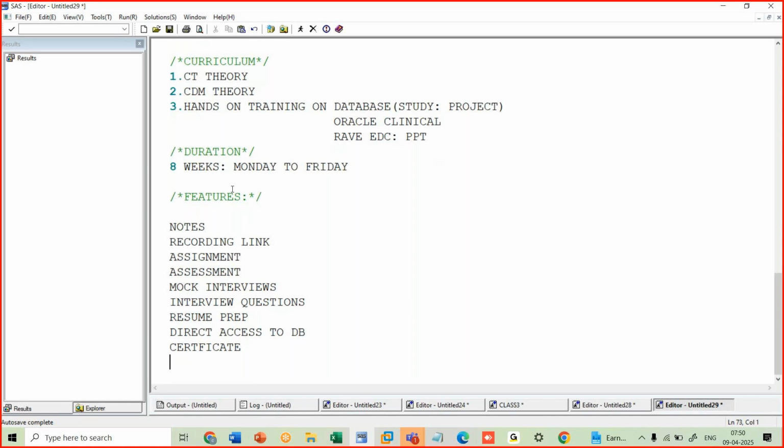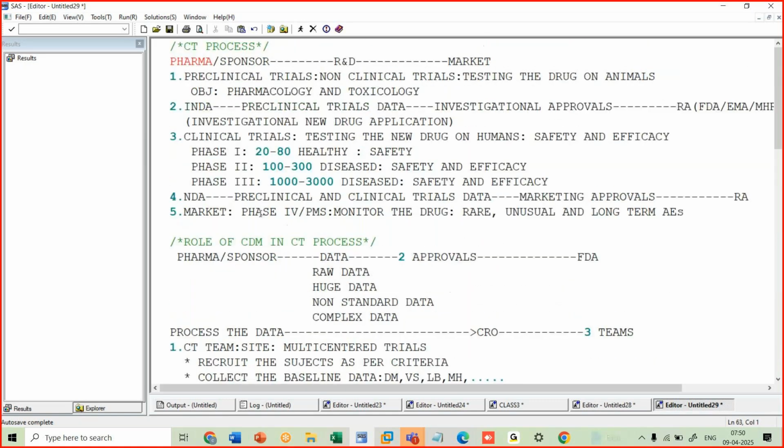In the CDM theory, all the guidelines and all the documentation required, the complete process from startup till closeout, the entire process will be covered. Reconciliations, validations, everything will be covered. Lock and freeze. Documentation like DMP, CCG, all the documents will be covered. So this is the complete process of the clinical trial and the role of CDM in the clinical trial process.